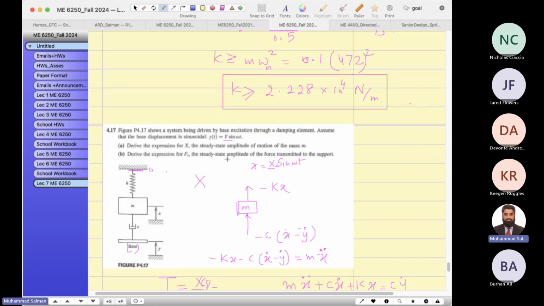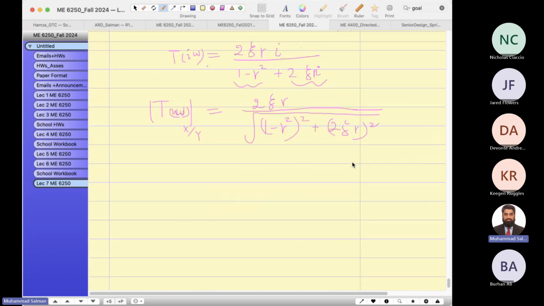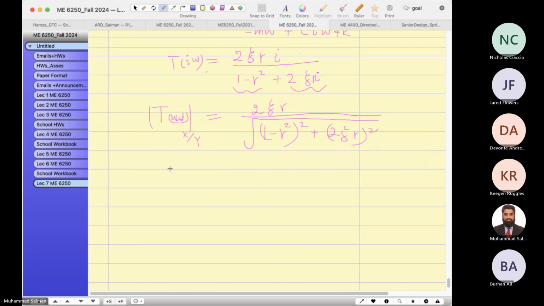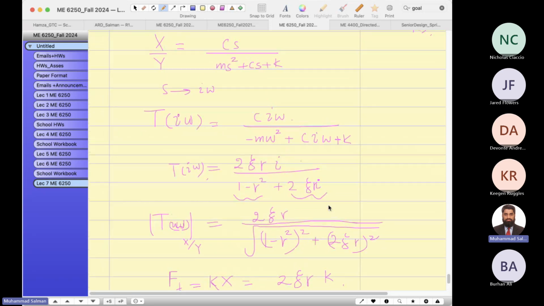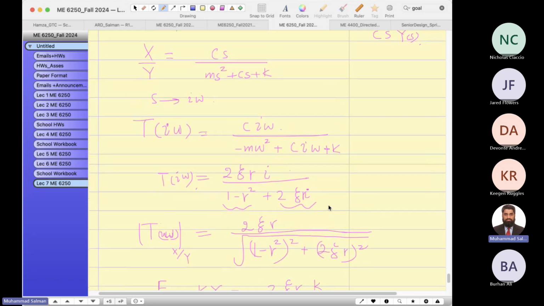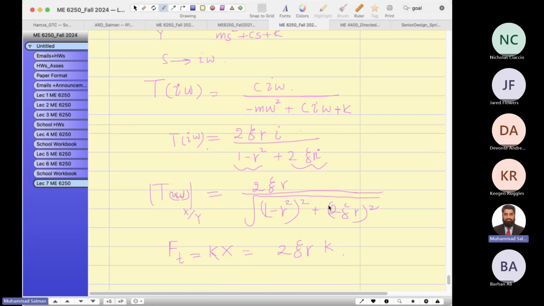Then it says find the transmitted force from the base to the mass, so the transmitted force to the support. How would you remember that? The transmitted force equals k times x. So you just multiply k with this value: 2 zeta r k. Did I forget one thing here? I forgot y over here. No, I did not. This is x over y.